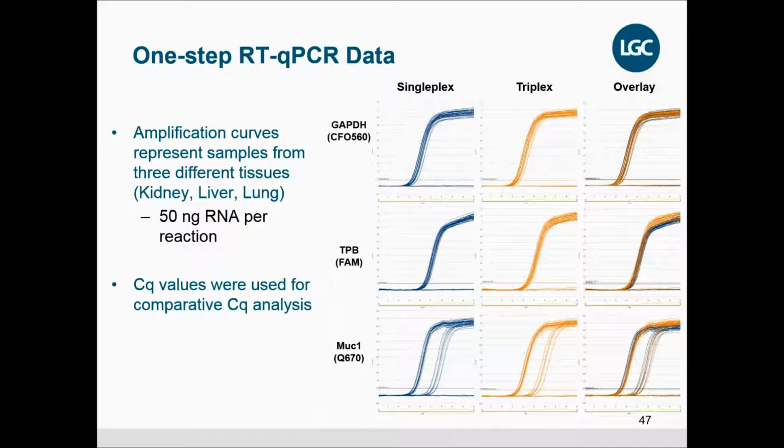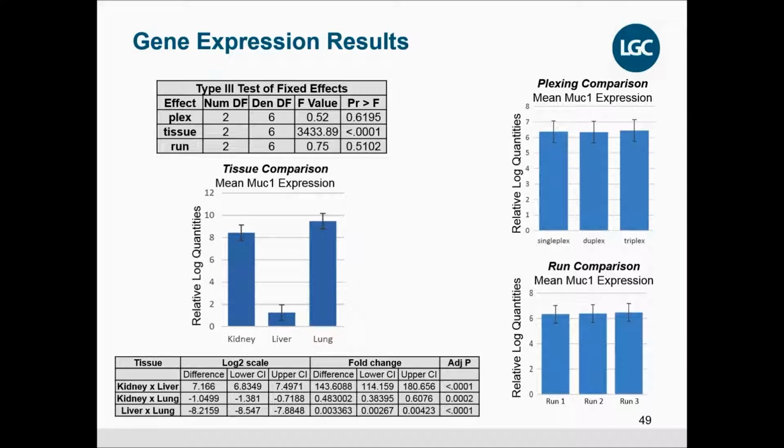This slide shows the data. So we ran 50 nanograms of RNA per reaction, used a 1-step RT-PCR approach, and we're showing the curves in singleplex, triplex, and then overlay of the 2 formats for our 3 assays. And these curves are representing different tissues and sources of these tissues. So we have kidney and lung. And the CQ values we generated from the software were used for our statistical analysis.